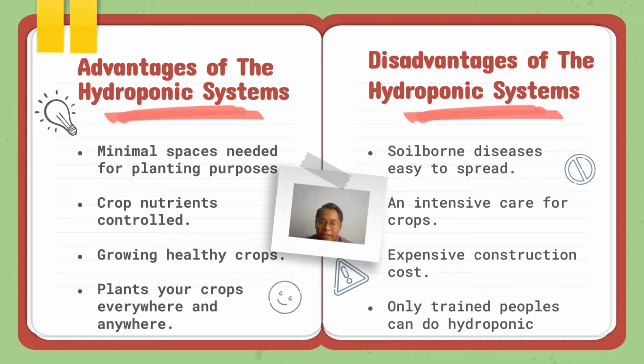The other disadvantage is that intensive care is needed for crops. It is because sometimes we cannot control the amount of nutrient that the crops get, because the water flow to the crops is always there. So sometimes the crop gets a little bit more nutrient than it's supposed to get. So we need to always monitor our crops.